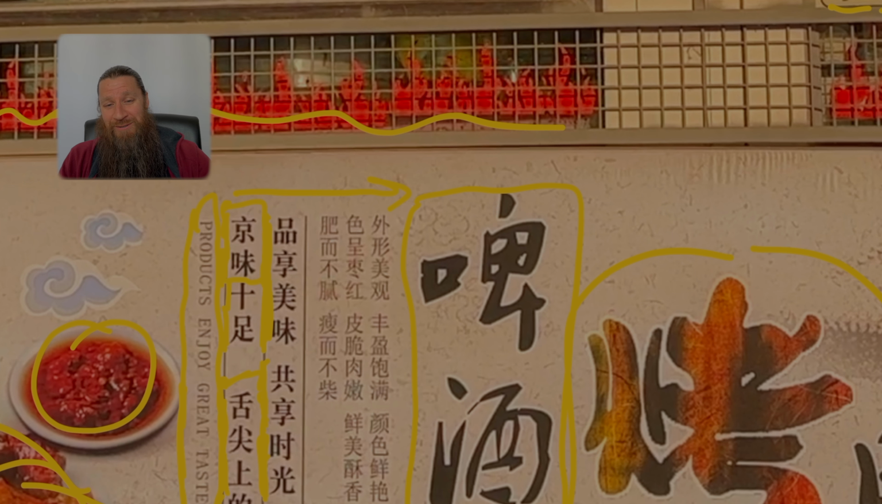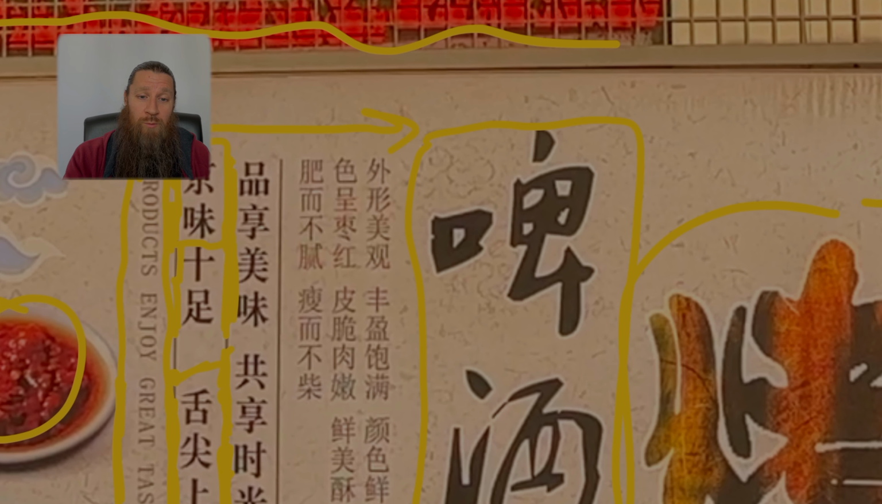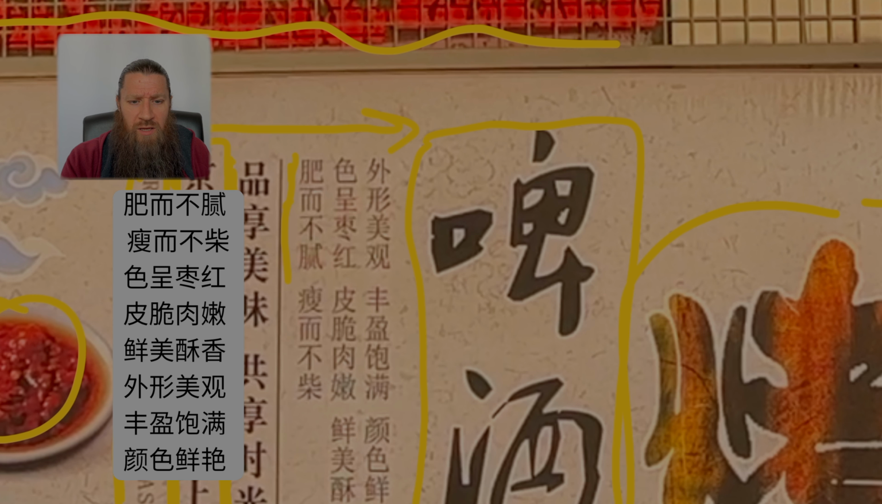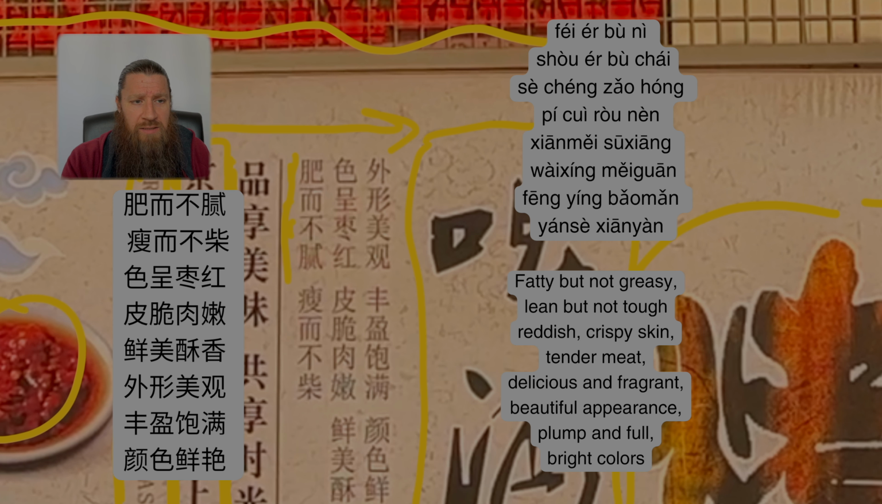Let's get back to the characters here. So taking a closer look at these groups of 4 characters. The one up top on this side here, again, you can actually read these either way, mainly because they're just descriptors of what food this stall has to offer. So here we have Fei Er Bu Ni, and it's fatty but not greasy. Then we have Shou Er Bu Chai, lean but not tough.